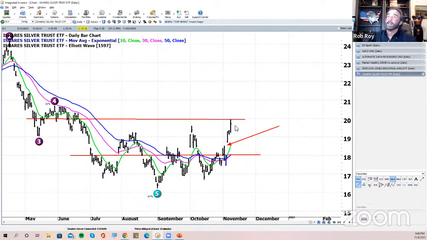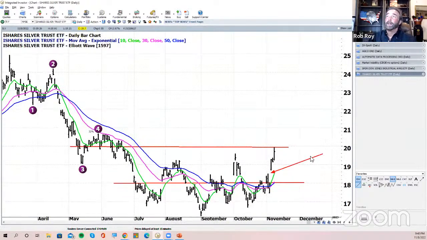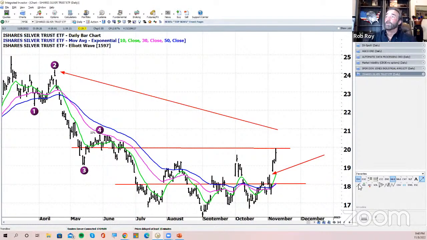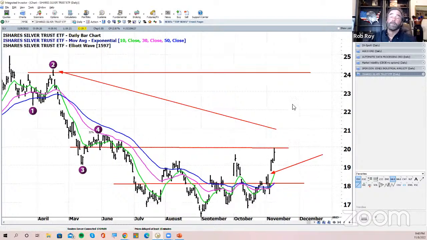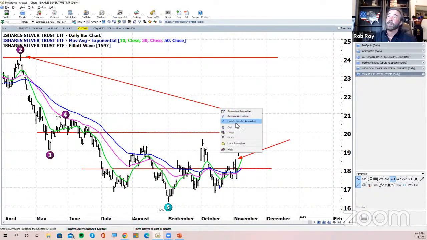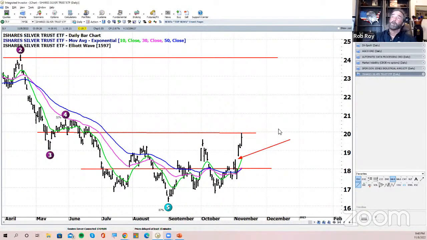pullback. So if we consolidate in the 20 range and let the 10-day moving average catch up, do we have to fill that gap? No, we could take off and move higher from here. And if at some point the SLV can get above 20, look where we have a pretty big move all the way up to 24 that's available. But you don't want it to break above 20 now. If you're bullish on the SLV, you don't want it. I'm telling you, you don't want it to break above 20 now because it will not hold.